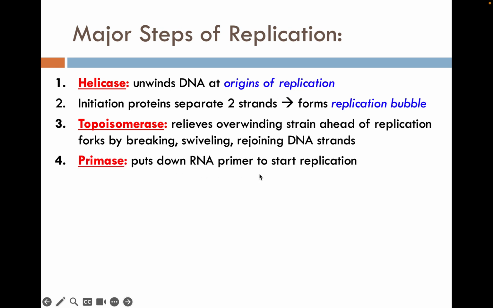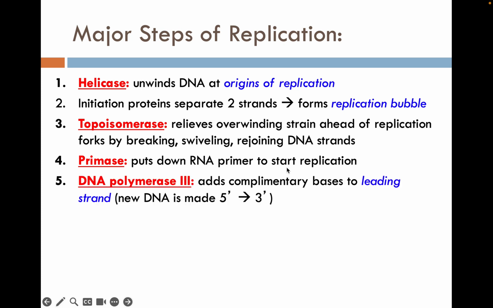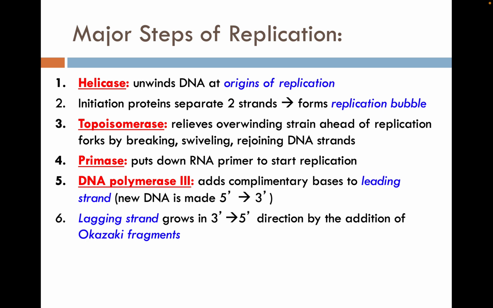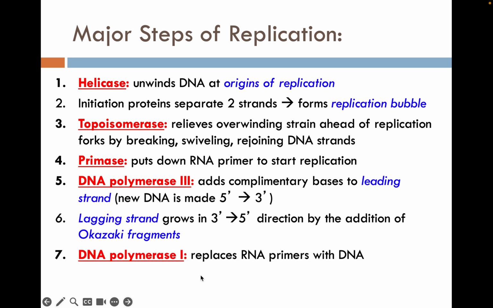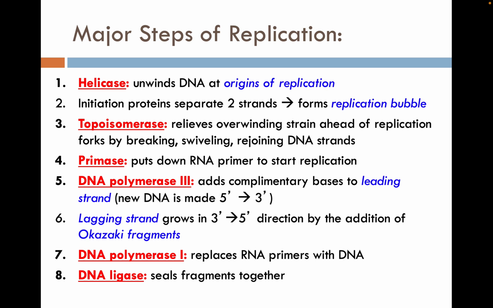Primase puts down an RNA primer to start replication. DNA polymerase 3 adds complementary bases to the leading strand so that new DNA is made 5' to 3'. A lagging strand grows in the opposite direction by the addition of small bits of DNA that have to be joined together, and these are called Okazaki fragments. DNA polymerase 1 replaces the RNA primers with DNA, and DNA ligase is the enzyme that seals the Okazaki fragments together.